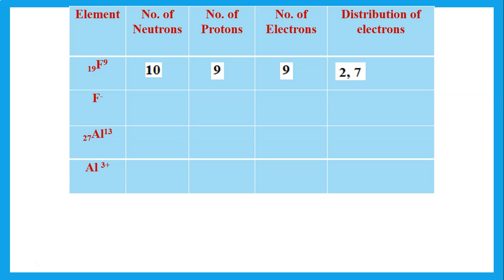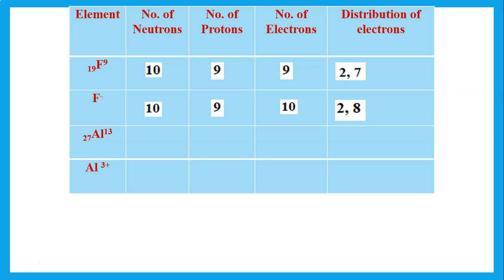Okay, what if I have F minus? What does F minus mean? The fluorine still has mass number 19 and atomic number 9. But now it's not a fluorine atom, it's a fluoride ion with 1 negative charge. So what is the number of neutrons? It's still the same. Number of protons, still the same. But having 1 negative charge on the fluorine means I have an extra electron, and that means instead of 9 electrons, I have 10. Now, how am I going to distribute the 10? The first shell takes 2, and I'm left with 8 in the second shell.